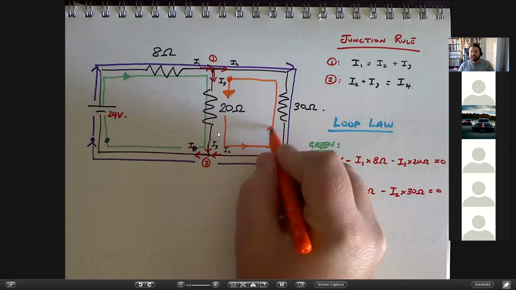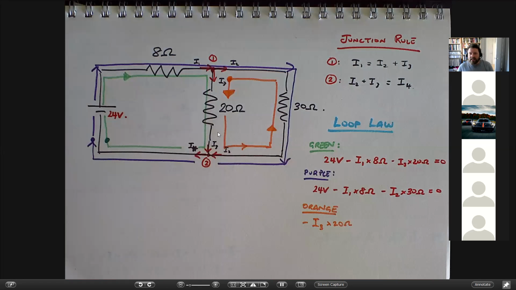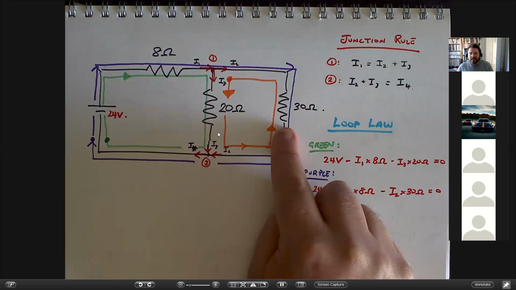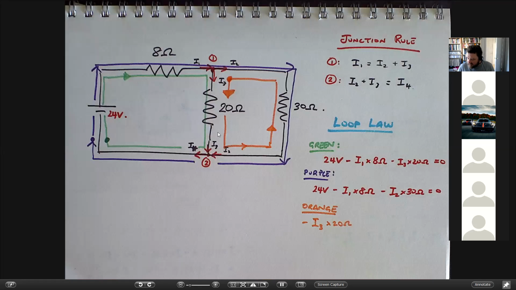Okay. But then we keep going around this way. And now when we get to this resistor over here, we're actually going backwards across a resistor. We're going from the negative side of the resistor, the side closer to the negative terminal.